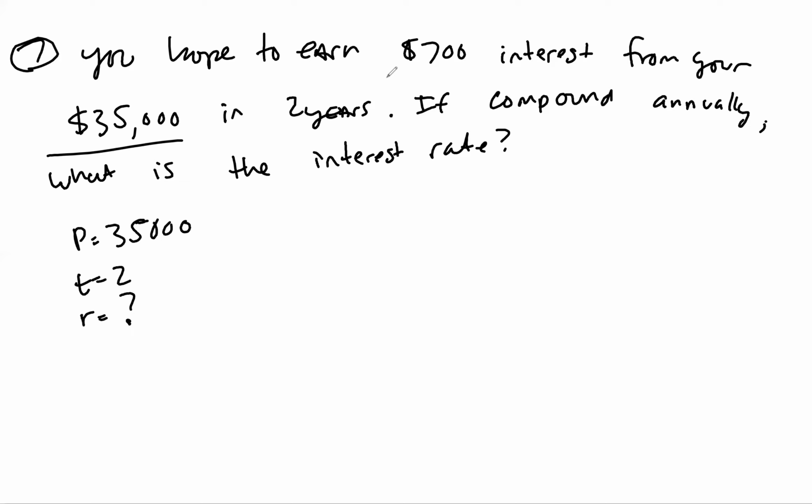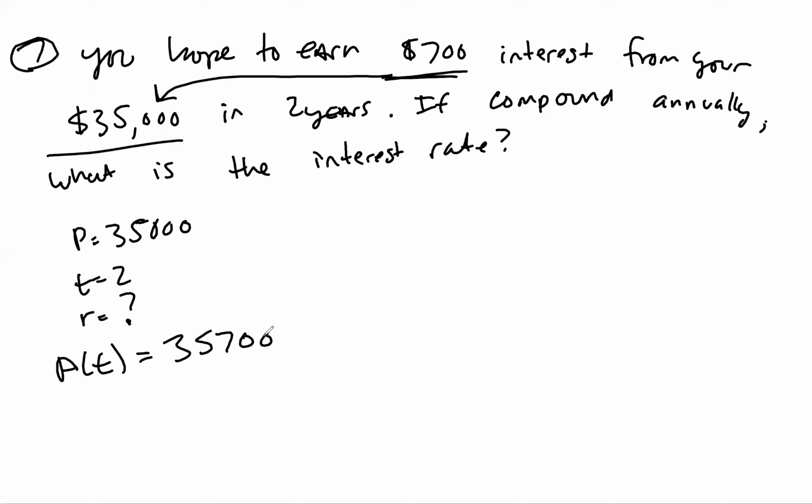And if you hope to earn $700, then what's going to have to happen is you're going to take that $700 and tack it onto this $35,000. And that's going to be your A of T. That's going to be your future value, how much you will have. So if you put all this in and you do get the 700, then your future value is $35,700.